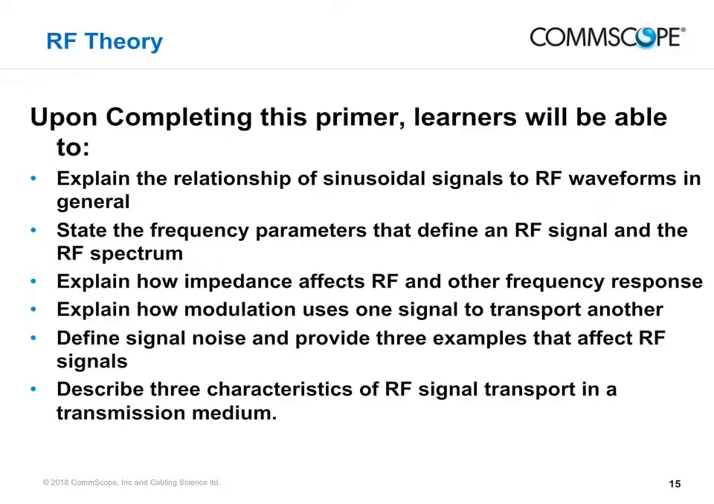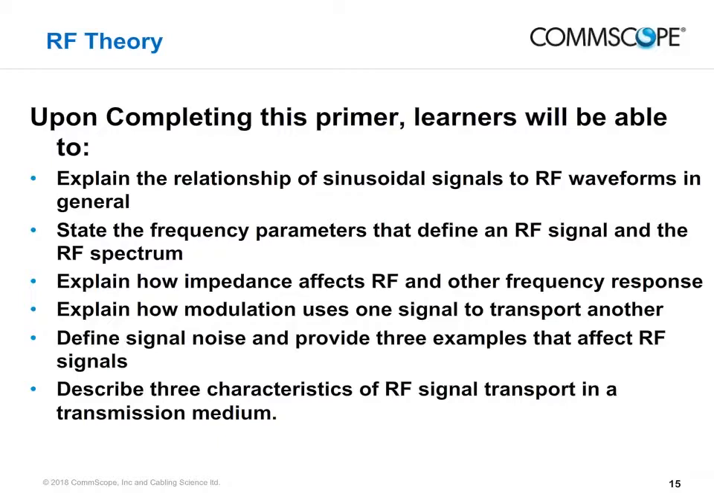In this primer, you'll learn how RF waveforms relate to the most basic waveform in nature, the sine wave. We'll show you the three attributes that define a waveform and which waveforms are generally known as RF. You'll find out what impedance is and how it affects the performance of RF circuits, and how modulation is used to transport signals via RF and other waveforms.